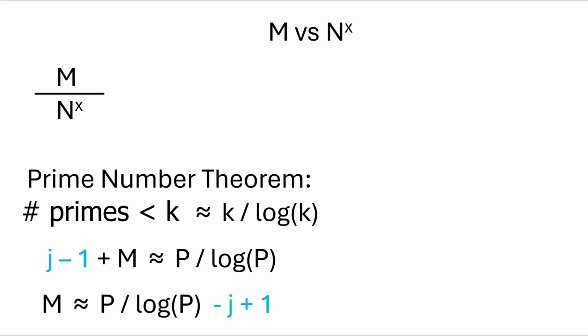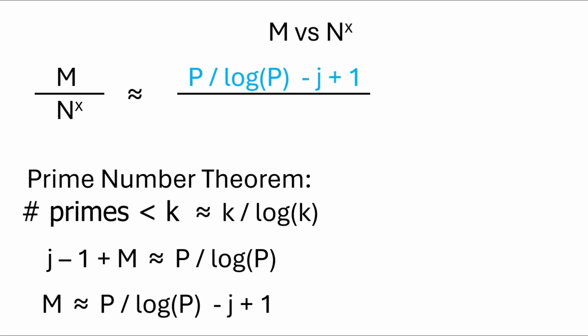Now, since we're interested in M, we can move the j minus 1 to the right. And then M is approximated by P over log P minus j plus 1. So we'll put that in the numerator of our ratio for M. Now, what about n to the x?